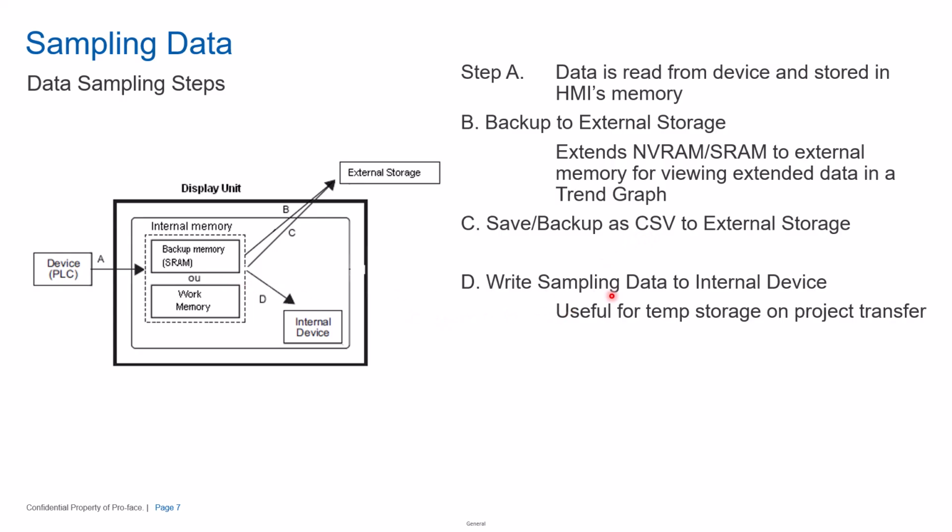Step D here is I can also write sampling data to internal devices. For example, when we're transferring a project, we're going to lose our sampling data, and we want to retain that sampling data. We could back it up, but we can also write that data to a non-volatile internal device and then transfer it back.